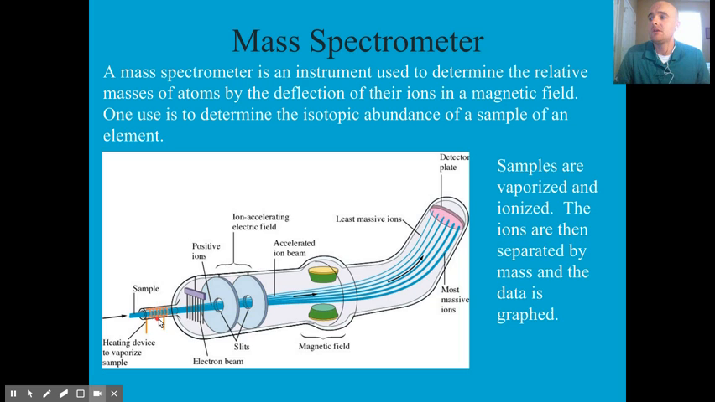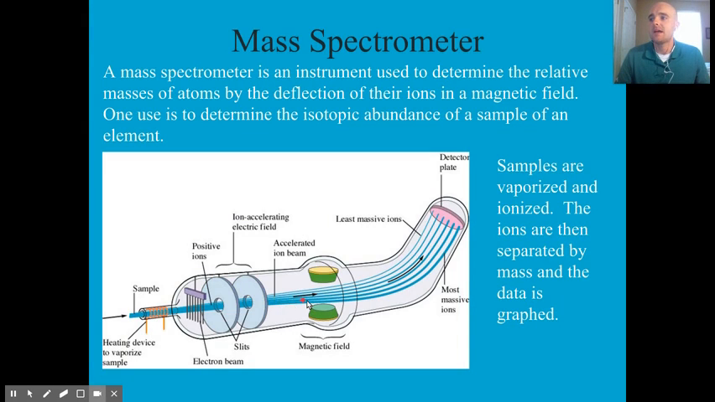So if the sample is not already a gas, we'll have to heat it in a vaporizing device like a heating coil, and it will first pass through an electron beam. This electron beam will actually pull the electrons away. It sounds counterintuitive, but it'll pull those electrons away so that we have positive charges on our sample. Now the sample will be accelerated through the slits so that they're all moving at the same speed.